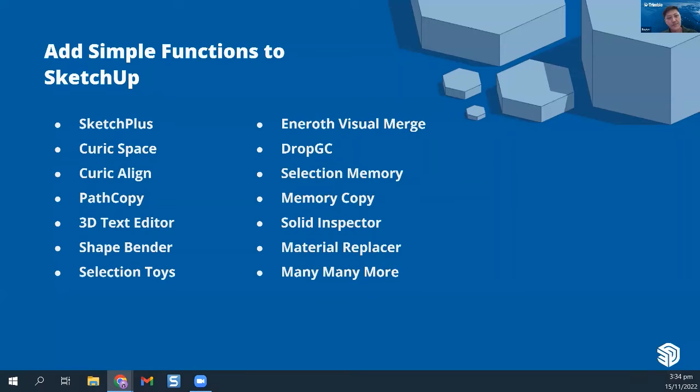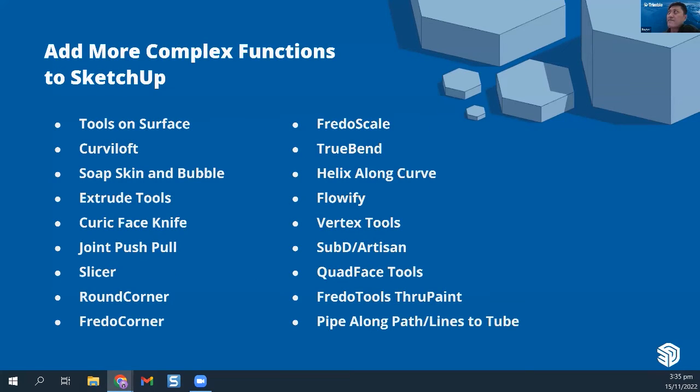I just want to show you a few, right? You have very simple ones, like Path Copy, Selection Toys, one of my favorite tools, Solid Inspector, Drop, and so on. And then you have more complex ones, for example Curviloft, that you use to do a loft sweep. One of my favorites is actually Soap Skin Bubble, for landscape architecture to create a topography. Extrude Tools, Fredo6 tools, and so on and so forth, right?